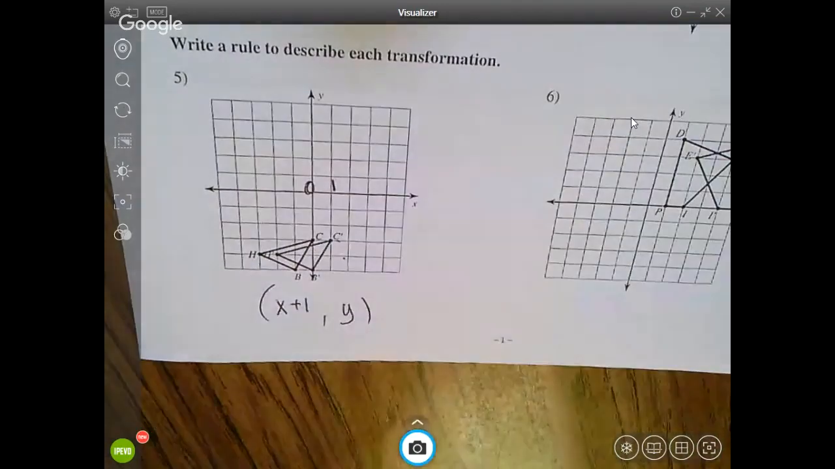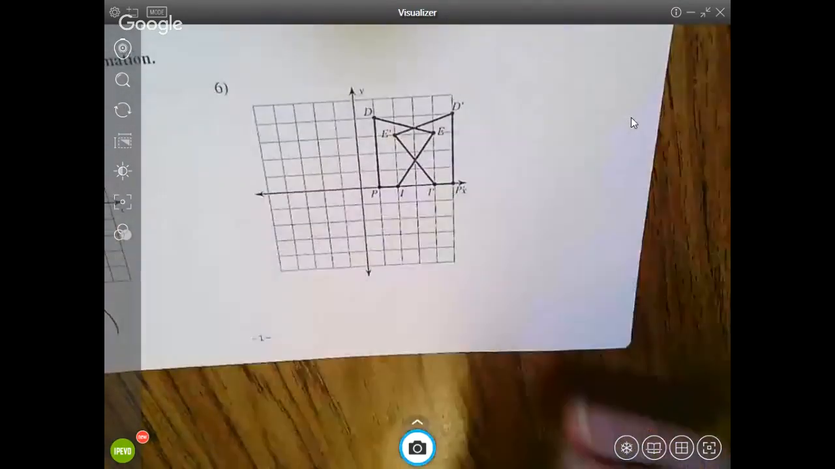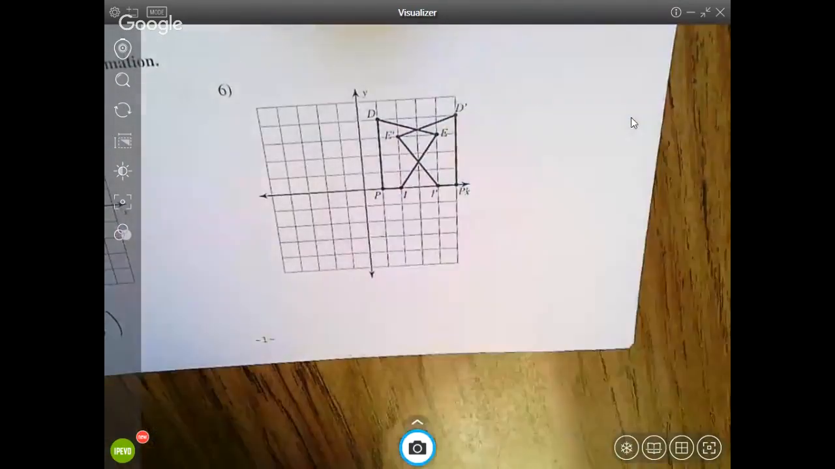So it's multiple choice? Yep. It's multiple choice. So here, I can see that this is reflected.